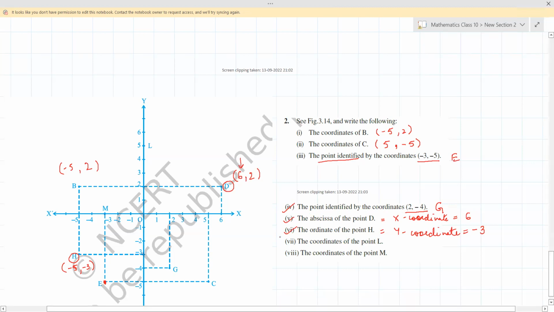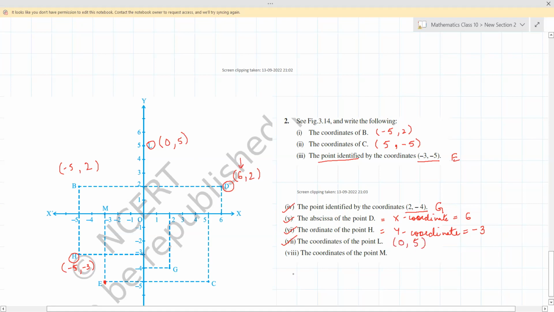Okay, Zainab. Now, coordinates of point L. Where's L? Okay, this is L. First of all, tell me the coordinates of L. 0. Yes, okay. So it is not moving on the x-axis. And why? 5. Good. So coordinates are 0 and 5.